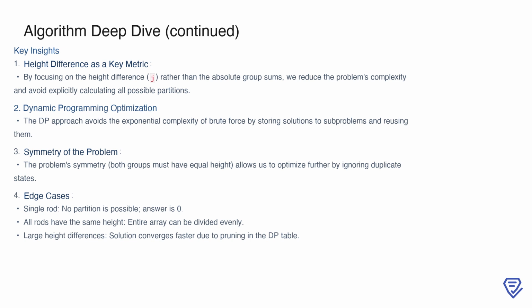For example, if there's only one rod, no partition is possible, so the result is 0. When all rods have the same height, the entire array can be evenly divided. Lastly, in cases where there are large differences in rod heights, the pruning effect in the dp table allows the solution to converge more quickly, as many impossible states are naturally ignored.